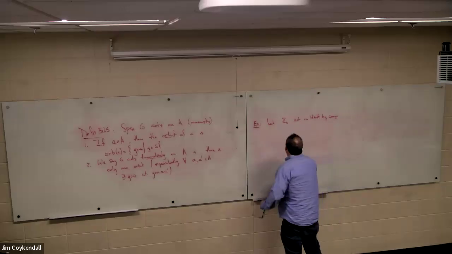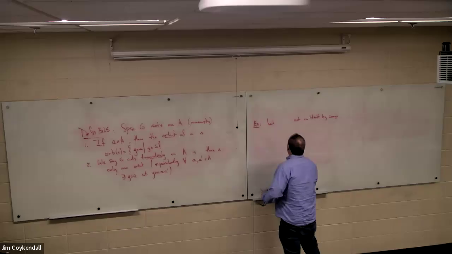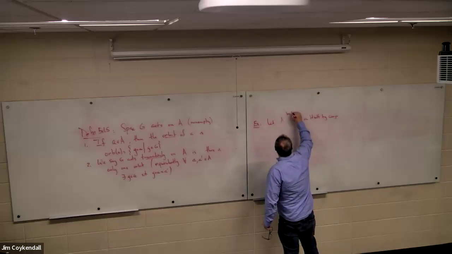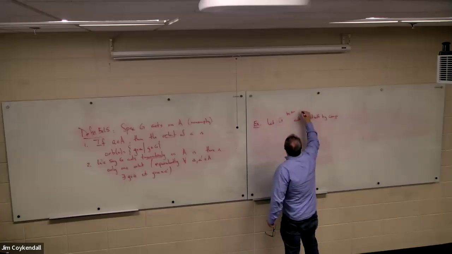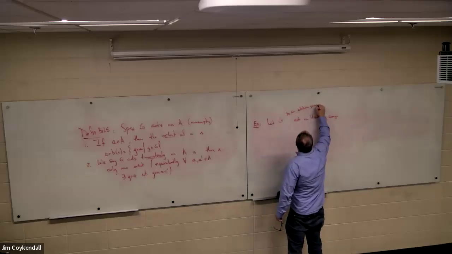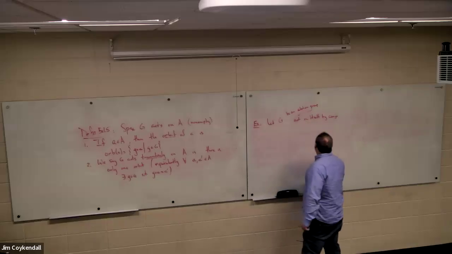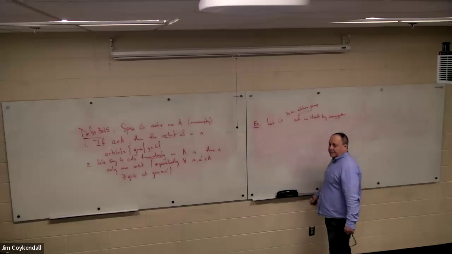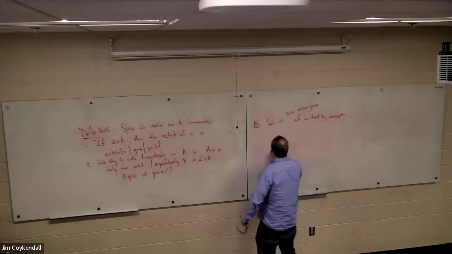Well, actually, let A be an abelian group. I'm getting slow, confused to say, abelian group. So suppose I have an abelian group, and I'm going to let it act on itself by conjugation. Right?